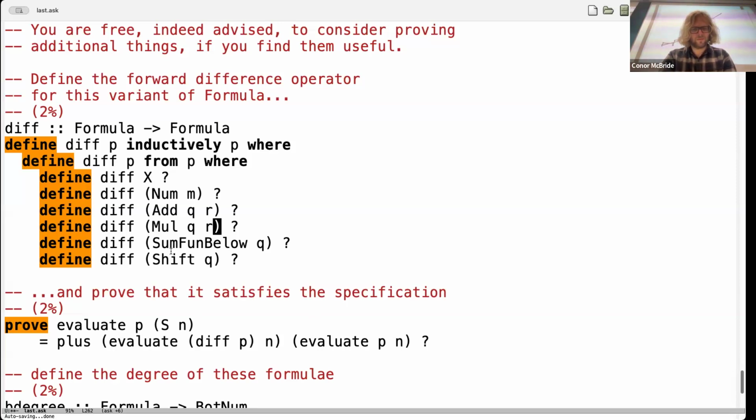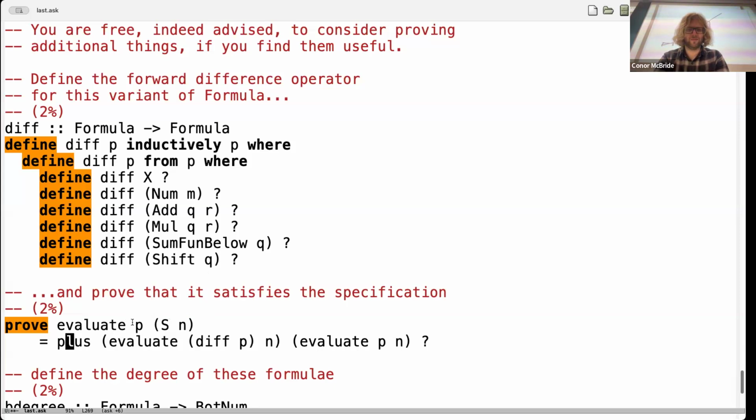So there's two things we could do induction on. There's the formula P and the number N, and which of the two you ought to pick depends on how evaluate and diff operate. And strictly speaking, plus as well. But that's a later problem. So right now the problem is what's going on on the left-hand side.